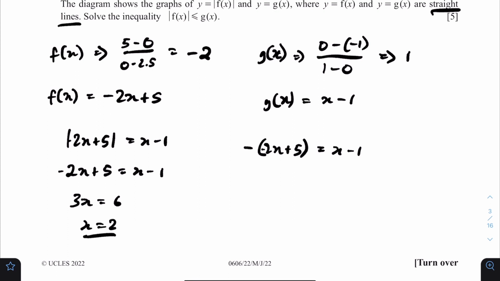So if we substitute back in here, we can check. Checking is good. That's why I'm just checking my answers. So negative 2 times 2 is negative 4, plus 5 is 1. 2 minus 1 is 1. Therefore, x equals 2 is indeed a solution. Let's go to our other side.